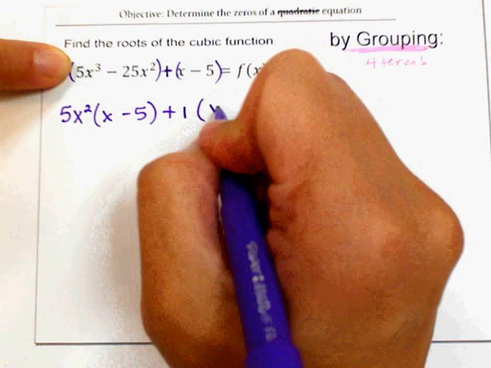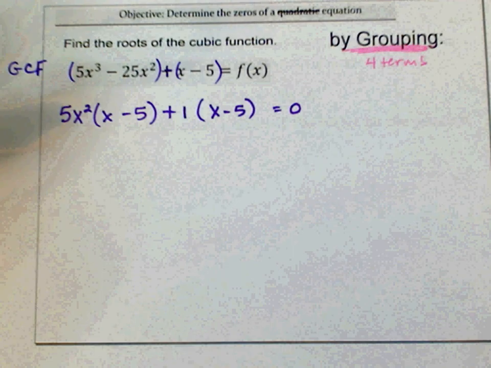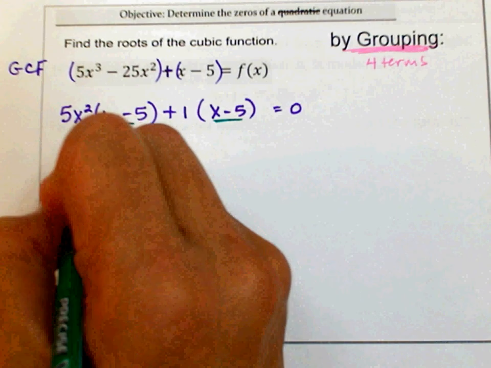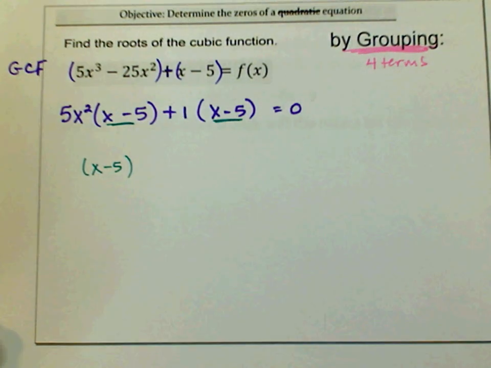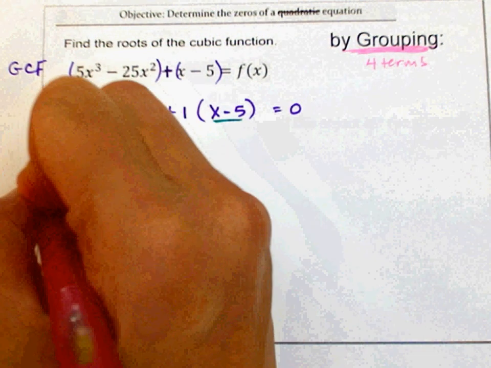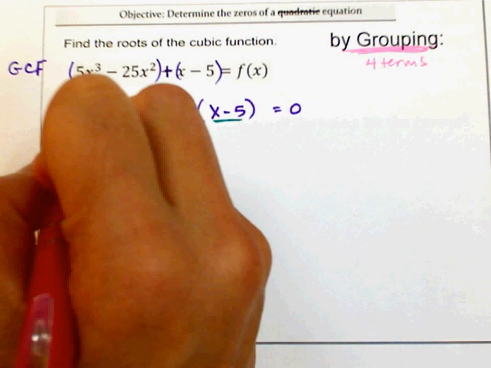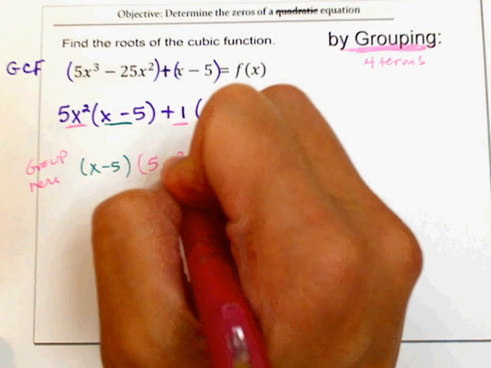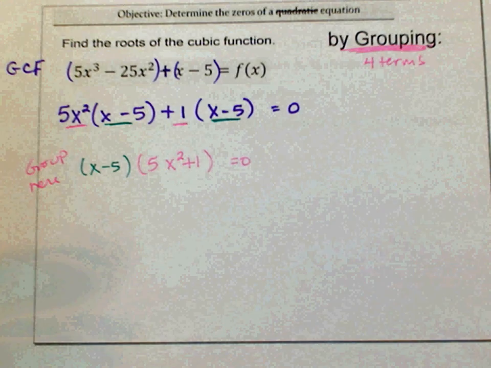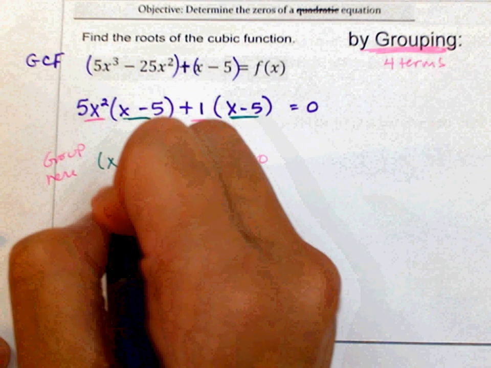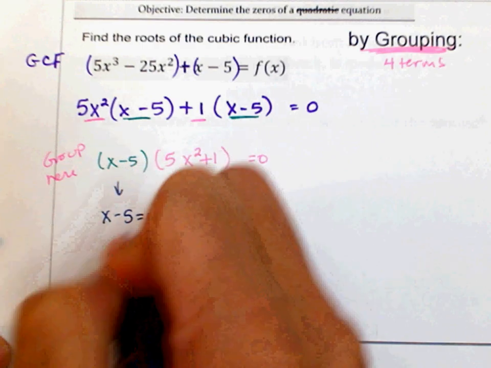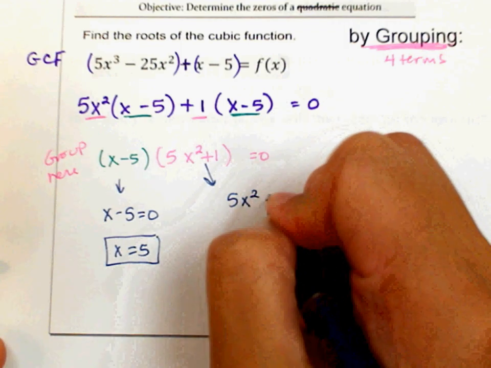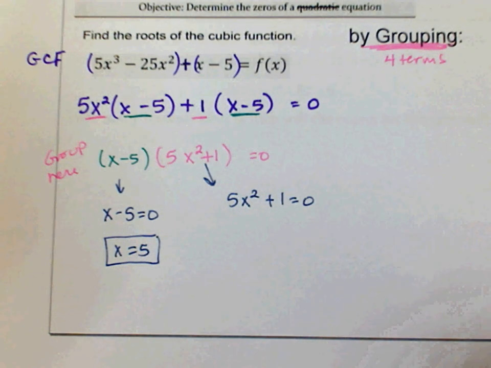All right. Do you see how those two are the same? You write them together. You group them together. Group here. You see how these two are not the same? Times. Group those together. Just like that. Okay? Now solve. X minus 5 equal to 0. X is equal to 5. 5x squared plus 1 equal to 0. By the way, how many answers am I going to have when I finish? Highest degree of 3, you should have 3.